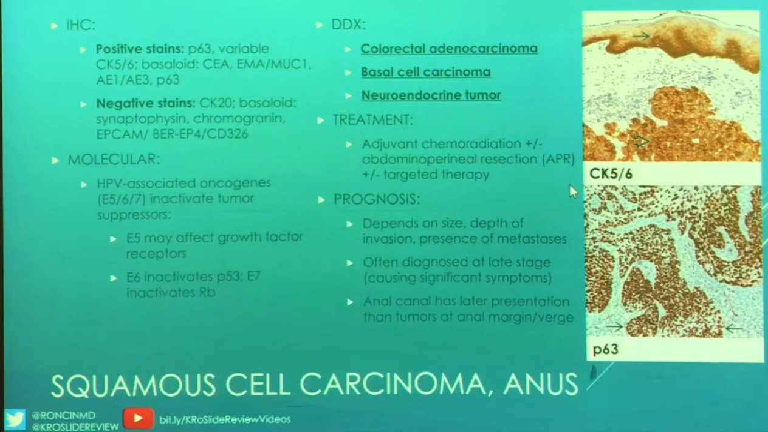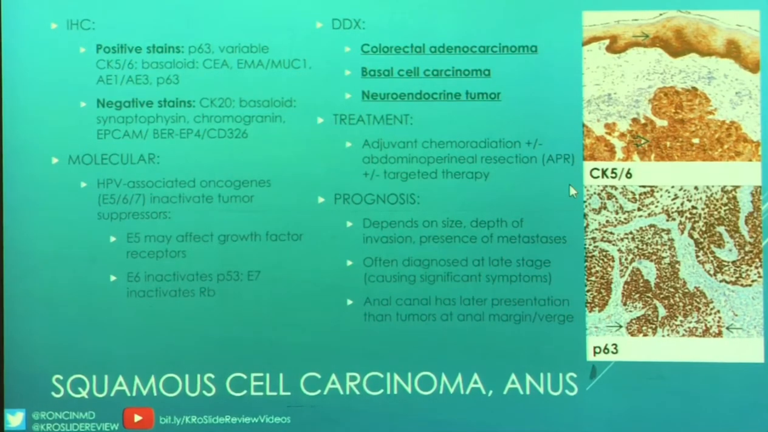And your differential would be, is this actually a colorectal adeno? Is it a basal cell carcinoma, because those can occur in the anal region, or is this a neuroendocrine tumor? And again, when you have those small to medium-sized round blue cells that maybe aren't super bizarre, you'd want to think about neuroendocrine tumors, which is why in the negative stains I have things like synaptophysin and chromogranin, because that would help you figure that out.